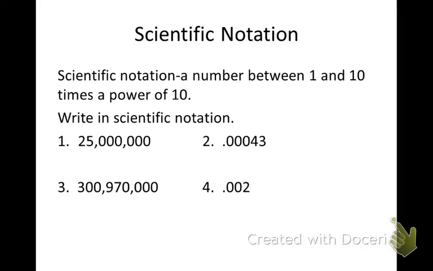Scientific notation is a number between 1 and 10 times a power of 10. So it's kind of a shortcut way for writing really big numbers when we don't want to have to write out all the zeros. Now if they don't have zeros in them, it's not super helpful.